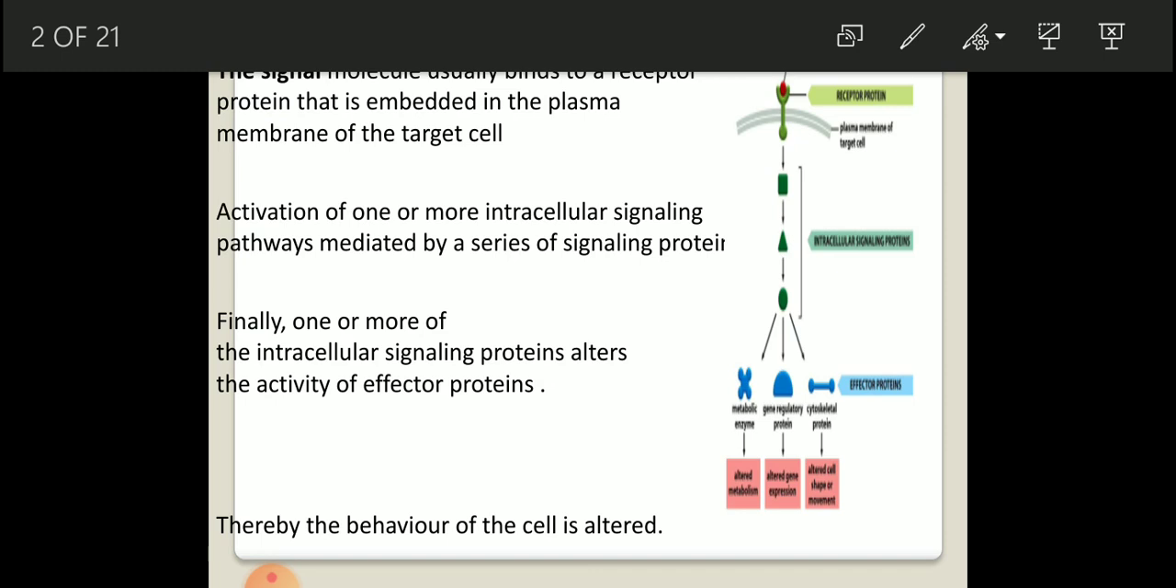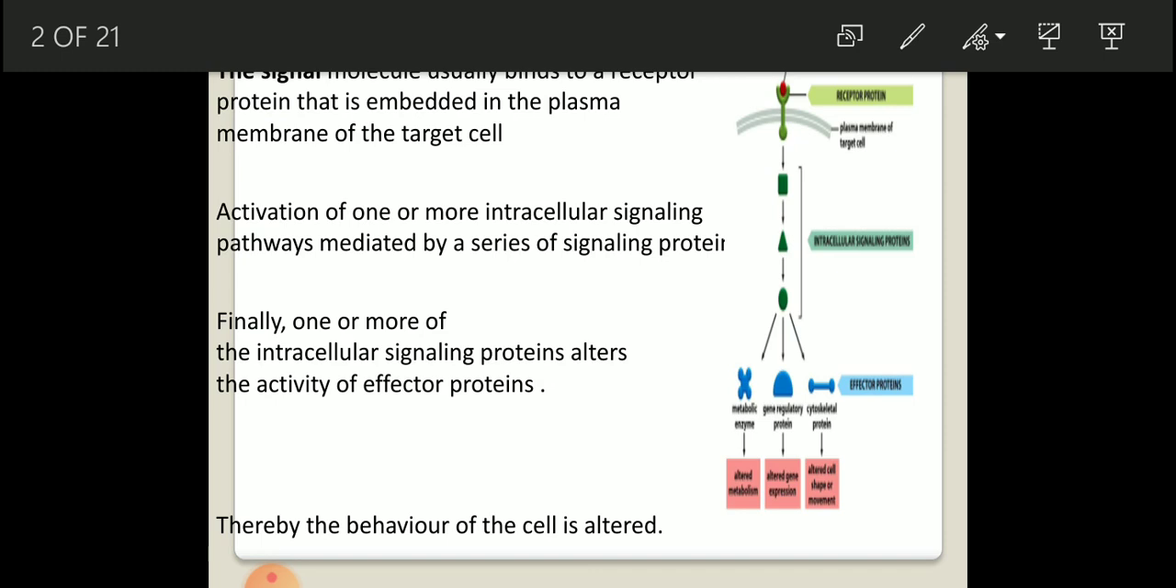Now what happens, this activated receptor relays the signal to the inside of the cell through a series of intracellular signaling proteins. These intracellular signaling proteins basically relay the signal from the cell surface. They are also called intracellular mediators. Now we have the effector proteins. Effector proteins are such proteins which are affected or which are activated by the activated receptor. The receptor is getting activated and it activates the effector proteins.